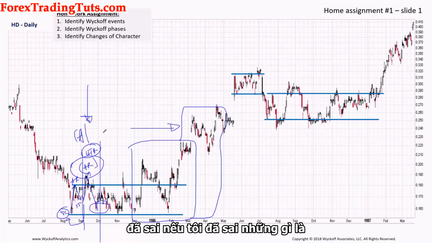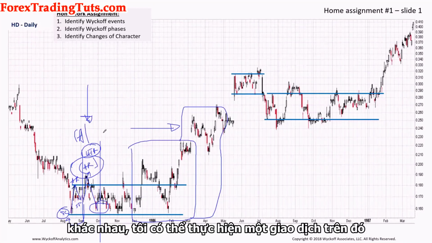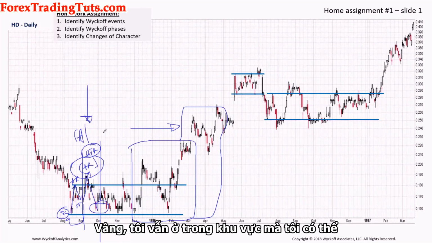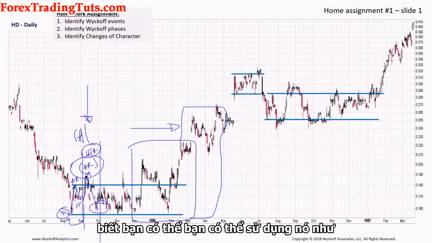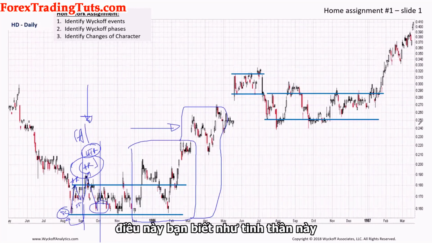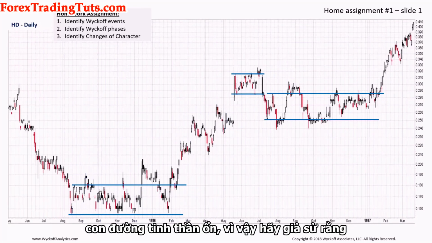If I was wrong, what is the correct interpretation? Well, it's different. Could I take a trade on that? Yes, I'm still in that zone where I could take a trade on that. So therefore, you could use it like this, like this mental path.